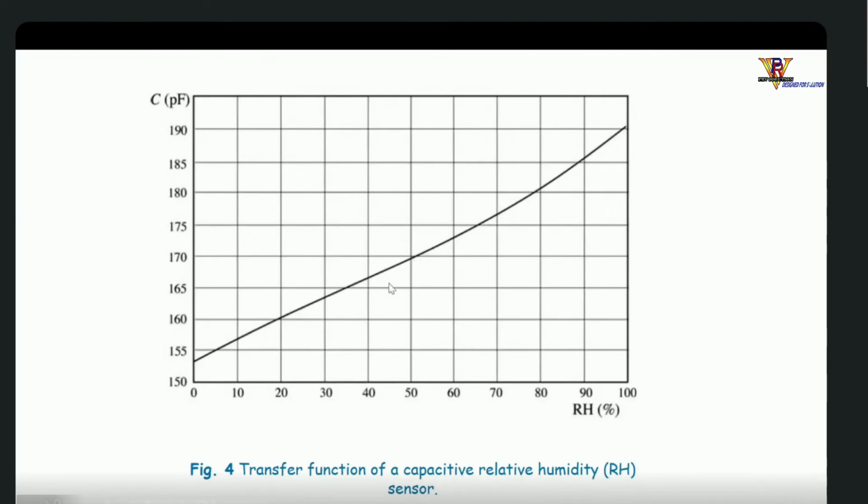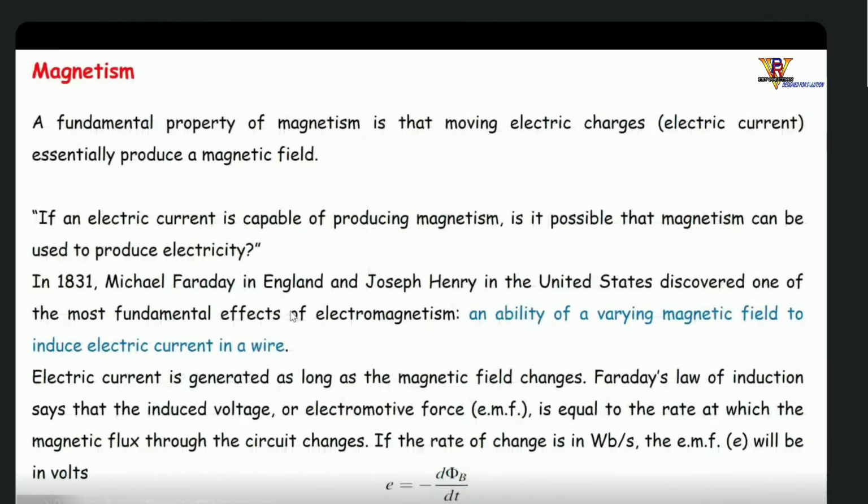Well, in a particular region where it is not linear, we can apply some signal processing, and we will say the relative humidity is proportional to the change in the capacitance. So we can design a capacitance sensor to get the humidity level. This is one example.